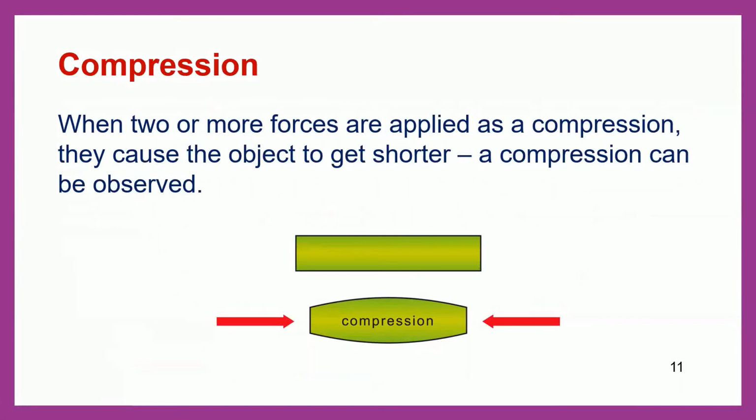When 2 or more forces are applied as a compression, they cause the object to get shorter. A compression can be observed. If this is the original length of the material, and we compress from both ends, and if the material is compressible, the size is going to change. That is the real size of the object, and now the size of the object is going to reduce, and it's going to be fatter in the middle due to compression.